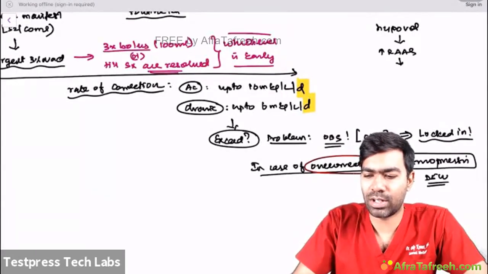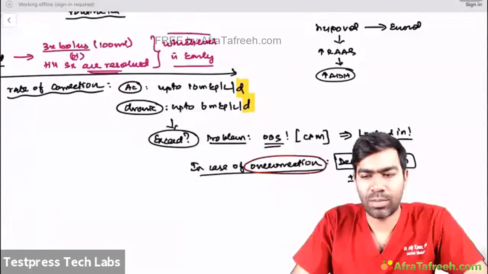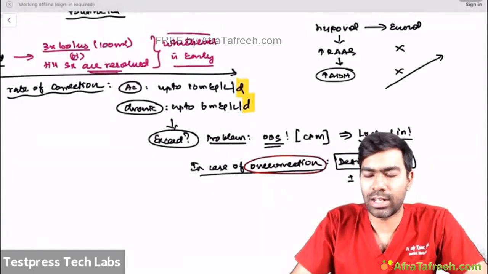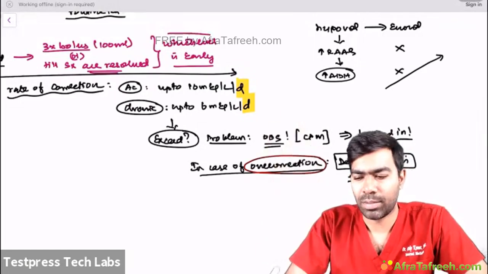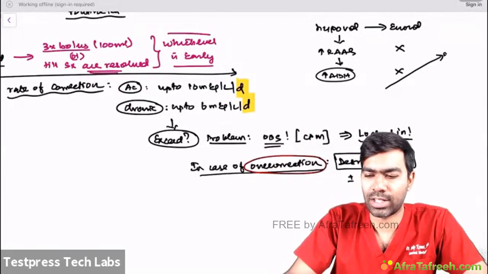This will cause too much ADH action. So now you suddenly correct the volume to a euvolemic state. Now the RAS will go and the ADH action will go, and the sodium suddenly picks up because ADH is no longer acting. Because the ADH is no longer acting, the sodium tends to rise suddenly.